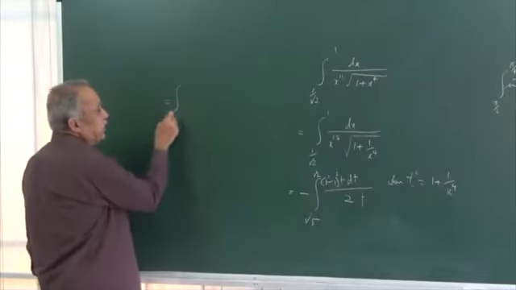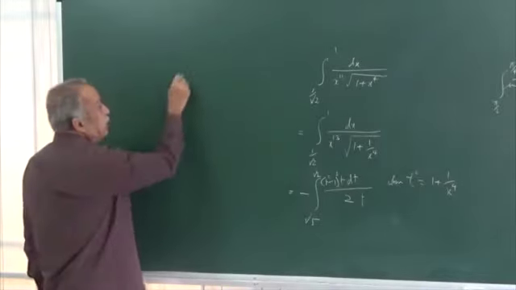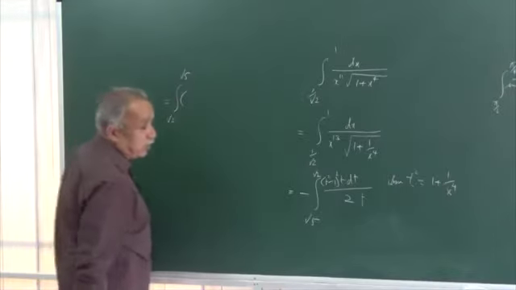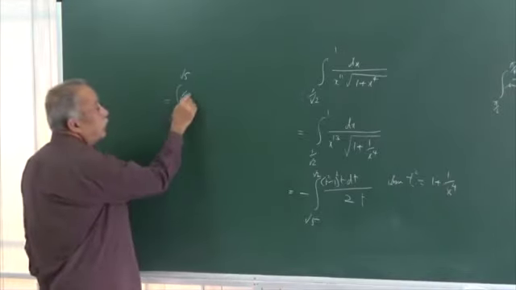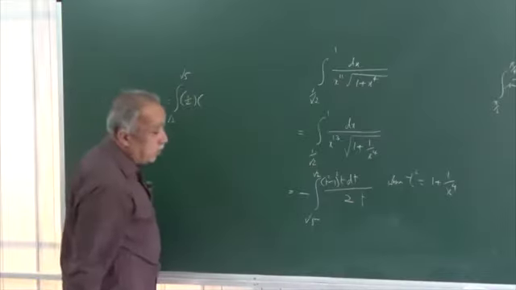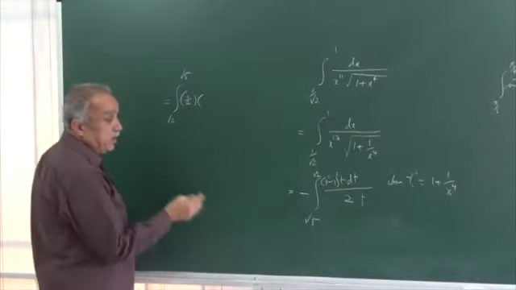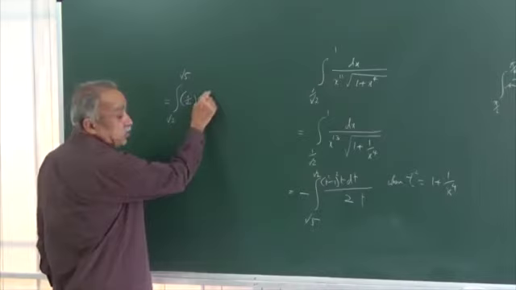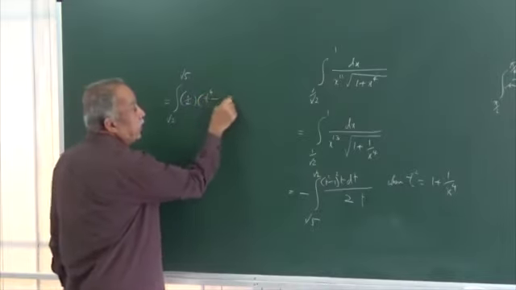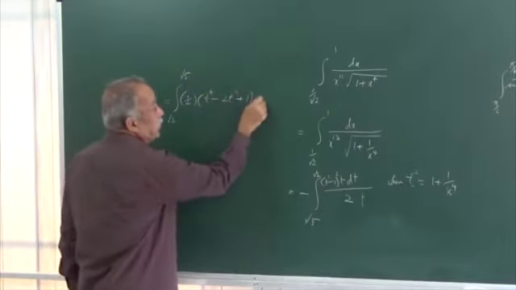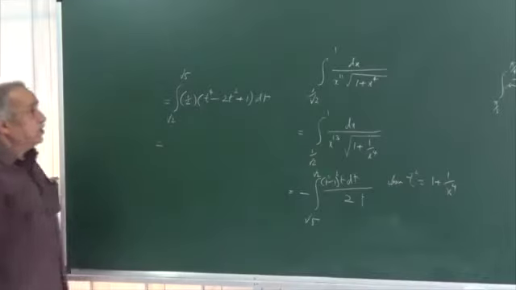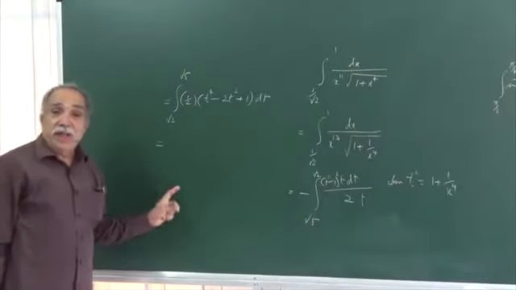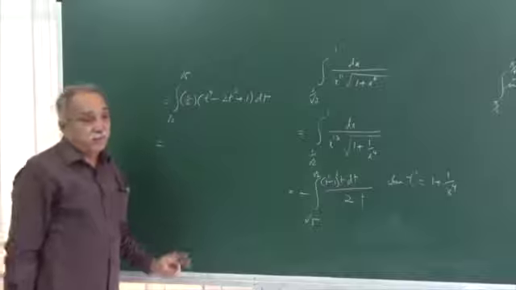Let us interchange the limits. The integral becomes root 2 to root 5, half of, t cancels, the remaining portion of the integrand is t square minus 1 whole square, t power 4 minus 2t square plus 1 dt. It is a very simple exercise to carry out the integration, apply the limits, simplify.